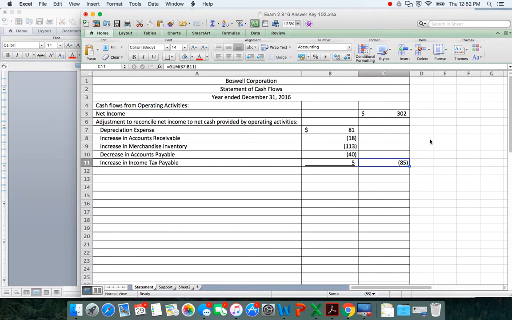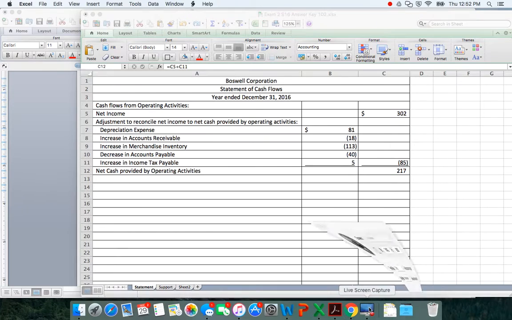So what I'm saying with this number right here is, in order for my net income number to become a net cash number, I need to subtract 85 from it. So that's what I do. I take net income, subtract 85 from it, and I'm left with 217. Because that's a positive, I will say that net cash provided by operating activities equals $217. That's it for the operating activities. We're ready to move on to investing activities next.